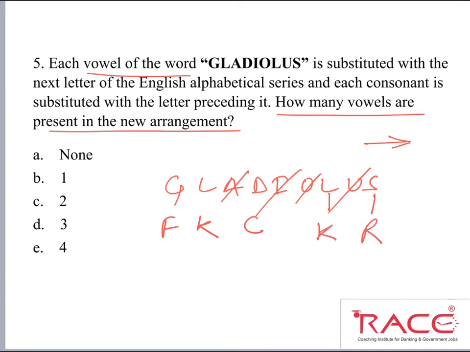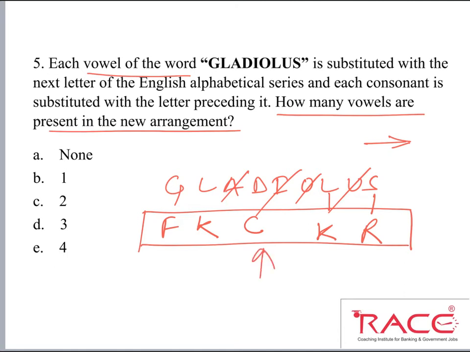Previous value 18, R. So after arranging them in the given order, there is no vowel present. So what would be my answer? A, none. Okay. So whenever they ask you such type of question, please avoid the unnecessary part of the question.